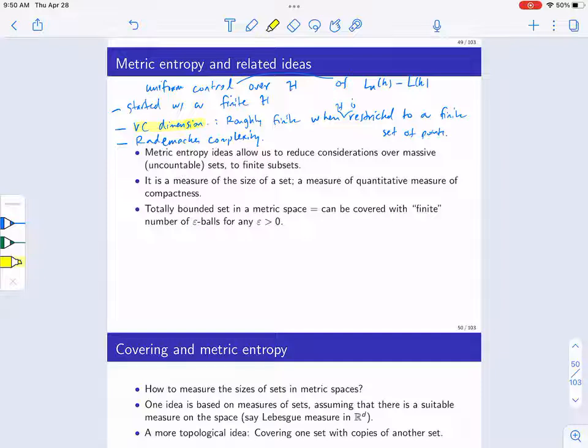So the idea is that we can reduce any set of functions to a finite set if we allow a certain approximation error. Okay, that's the main idea. So now we're going to talk about the metric entropy ideas. This is by far the most general entropy ideas.